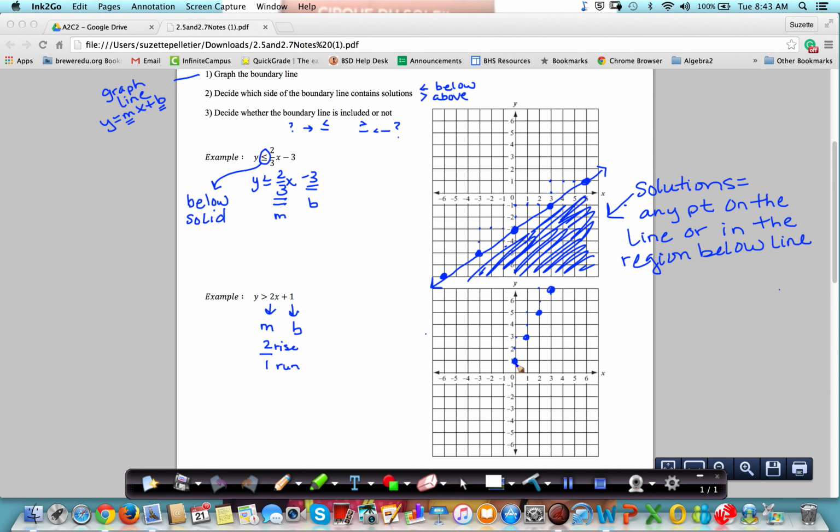Again, I like to go backwards, so I'm going to go backward 1 and down 2. I like to do that just so I can graph my line a little easier. You could always use a ruler and then you wouldn't have to worry about doing that.